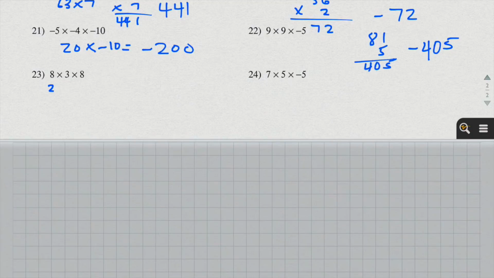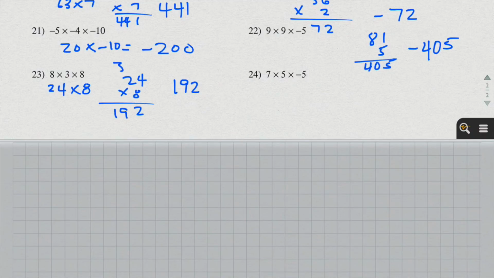Okay, number 23. 8 times 3 times 8. 8 times 3 is 24 times 8. So let's go ahead and multiply those out. What we end up with, 8 times 4 is 32, 8 times 2 is 16, plus 3 is 19, so we get 192. Because all of our signs are positive, our answer is going to be a positive 192.